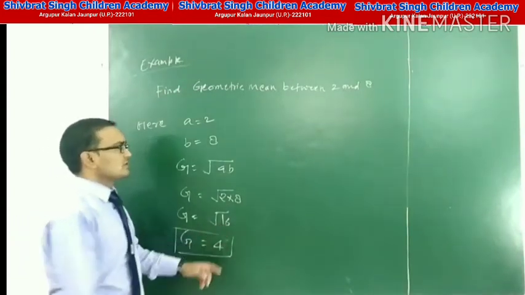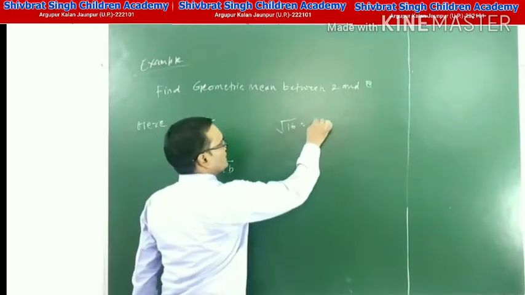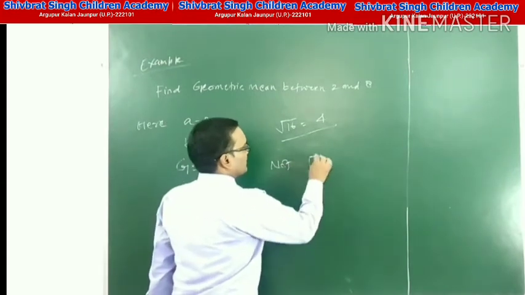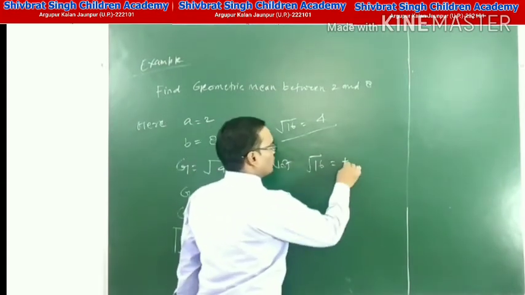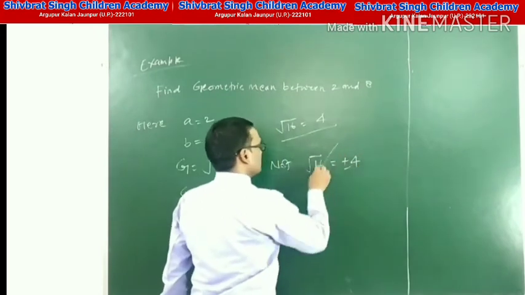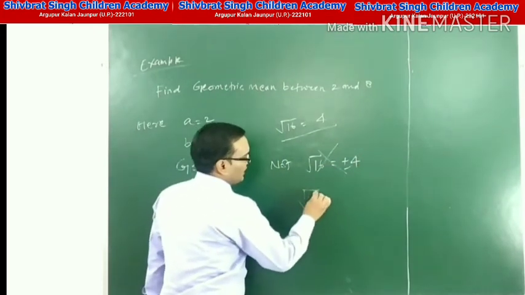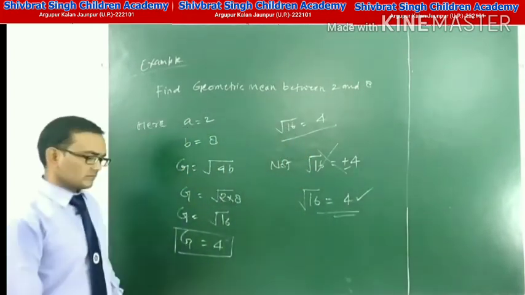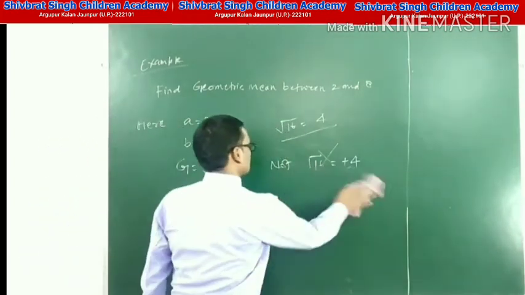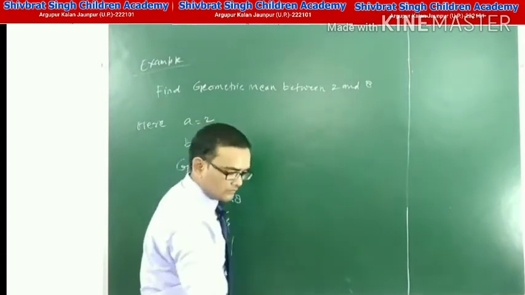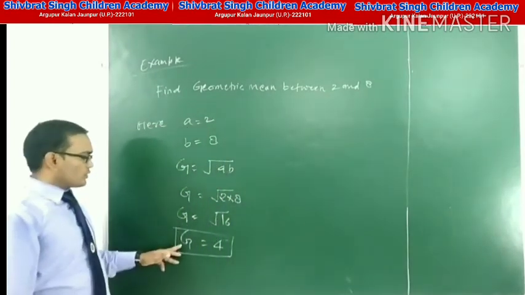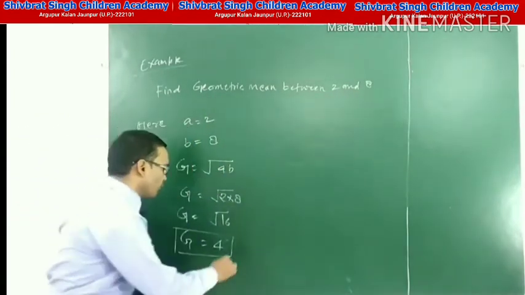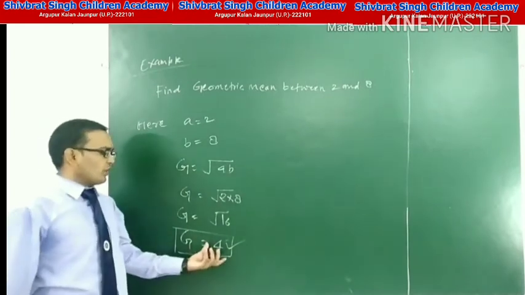This gives square root of 16 the value 4, only 4, not square root of 16 equal to plus minus 4. Square root of 16 is only 4. We can find the geometric mean between 2 and 8 is 4. But what is the 4?